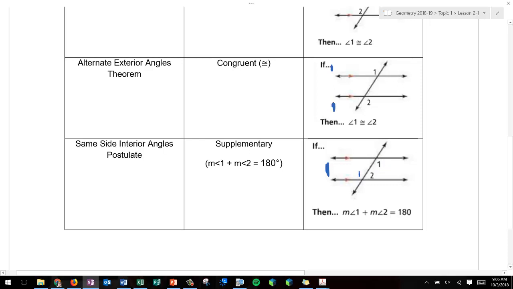If that's the case, if you notice, angles 1 and 2 together create a pair of supplementary angles. That's how we get this formula here, that angle 1 and angle 2 are going to be supplementary. So if you've got same side interior angles, they're going to equal 180 degrees.